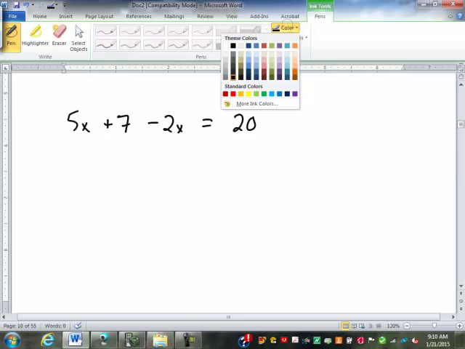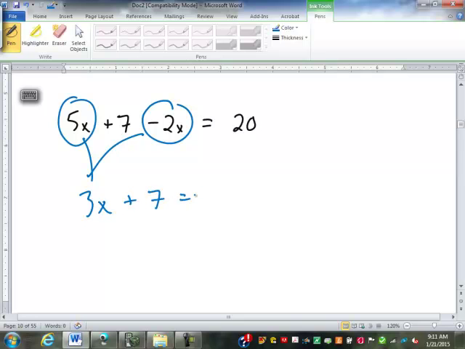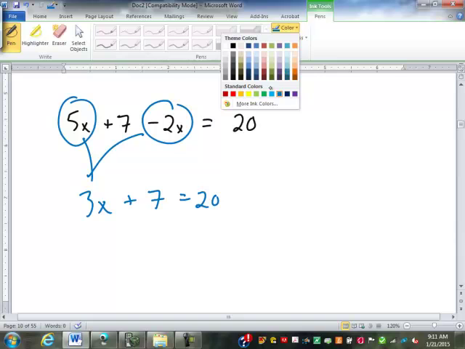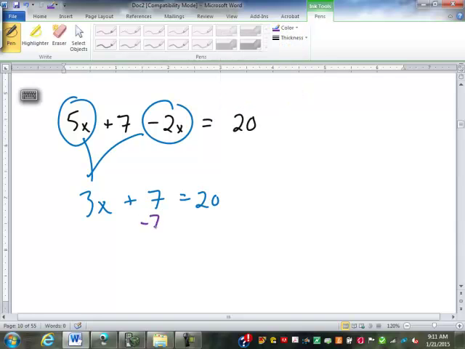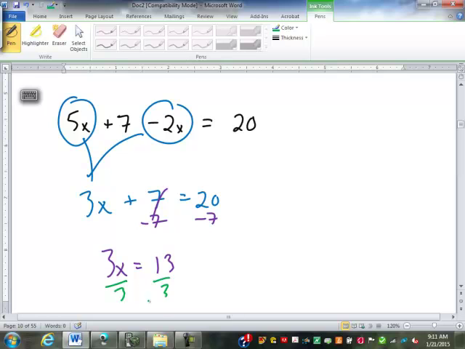So let's take a look at this one. We'll go as far as we can. I messed this one up too, but the steps are still going to be the same. What do we do first? We have 5x and a negative 2x, which make 3x. We still have plus 7 equals 20. And then subtract 7. 3x equals 13, and divide by 3.